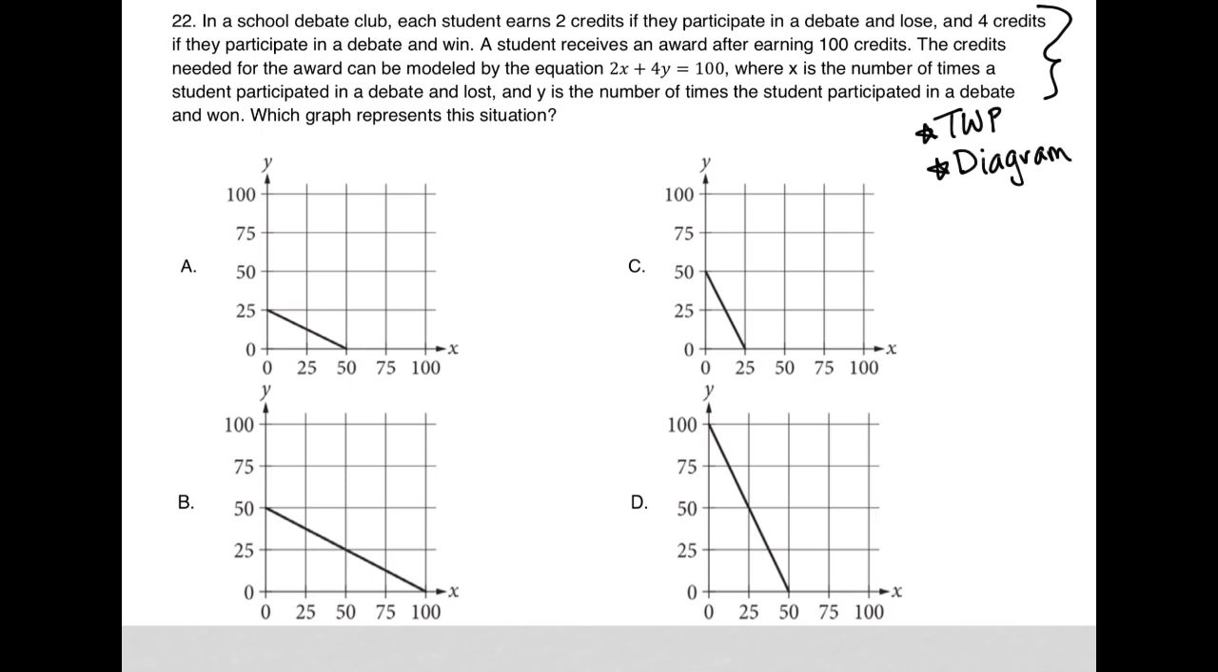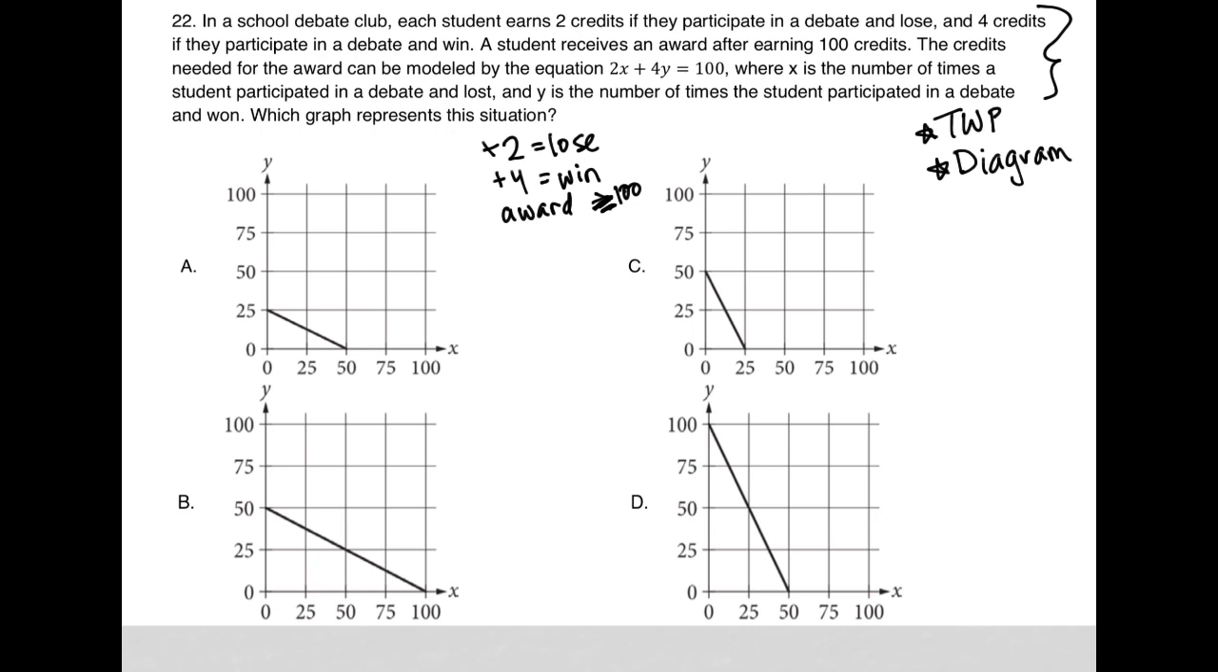So I'm going to just start translating this. So 2 is for losing, plus 2, you get 2 points. And 4 credits if they participate in a debate and win. So you get 4 points, so plus 4 if you participate and win. A student receives an award after earning 100 credits. Okay, so award is when you have more than or equal to 100 credits. I'll just say equals, right? So once you hit 100, you get an award.